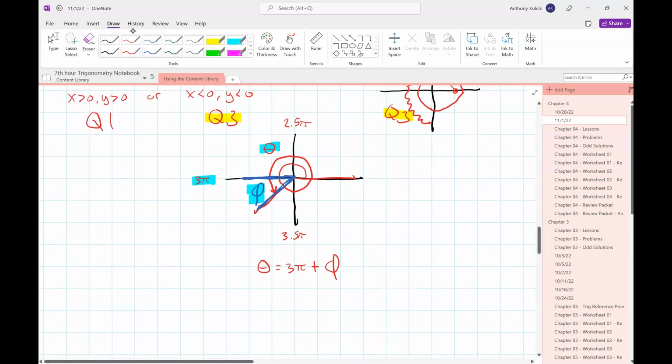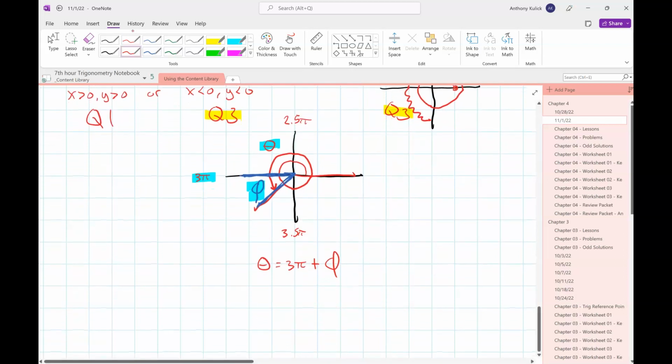Notice this time we added phi instead of subtracting. How are we going to figure out whether we add or subtract? Looking at the picture we draw, right? The picture is going to tell us whether we should be adding or subtracting, depending on whether phi is before theta ends or after theta ends.